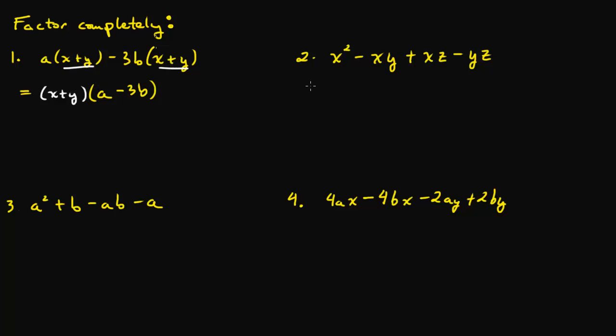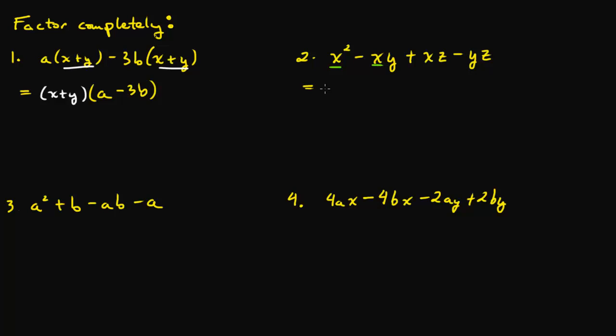In the next example, I have four terms. I have x² - xy + xz - yz, and there's no like terms to combine. So I might want to try to implement a grouping strategy. So when you're implementing a grouping strategy, all that you're going to do is take the first two terms and find any common factors in them, and then you're going to do the same thing for the last two terms. So there's a common factor of x between the first two terms.